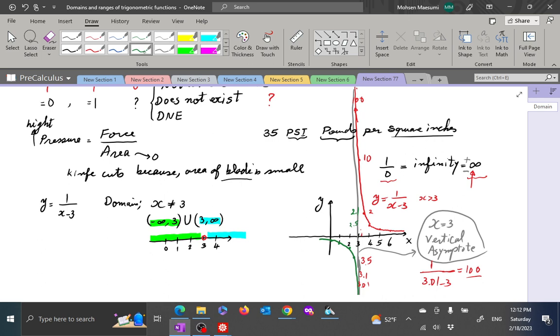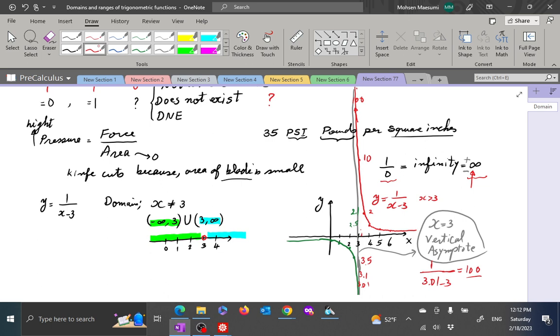And of course, later on, we are going to see that there's also the issue of horizontal asymptote. Like if you continue going here, you see that your function is leveling off to 0, and that's going to be called the horizontal asymptote. But we are going to come back to that later on when we have uses for it. Okay.